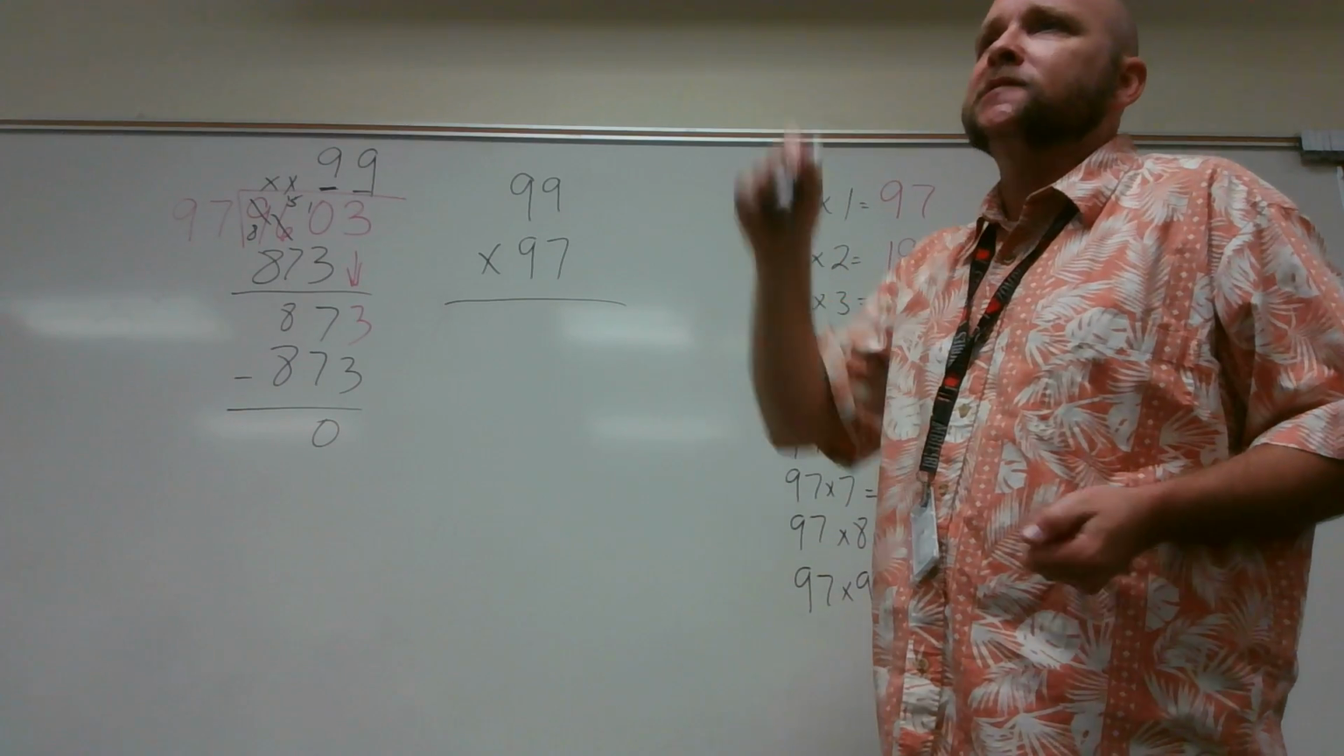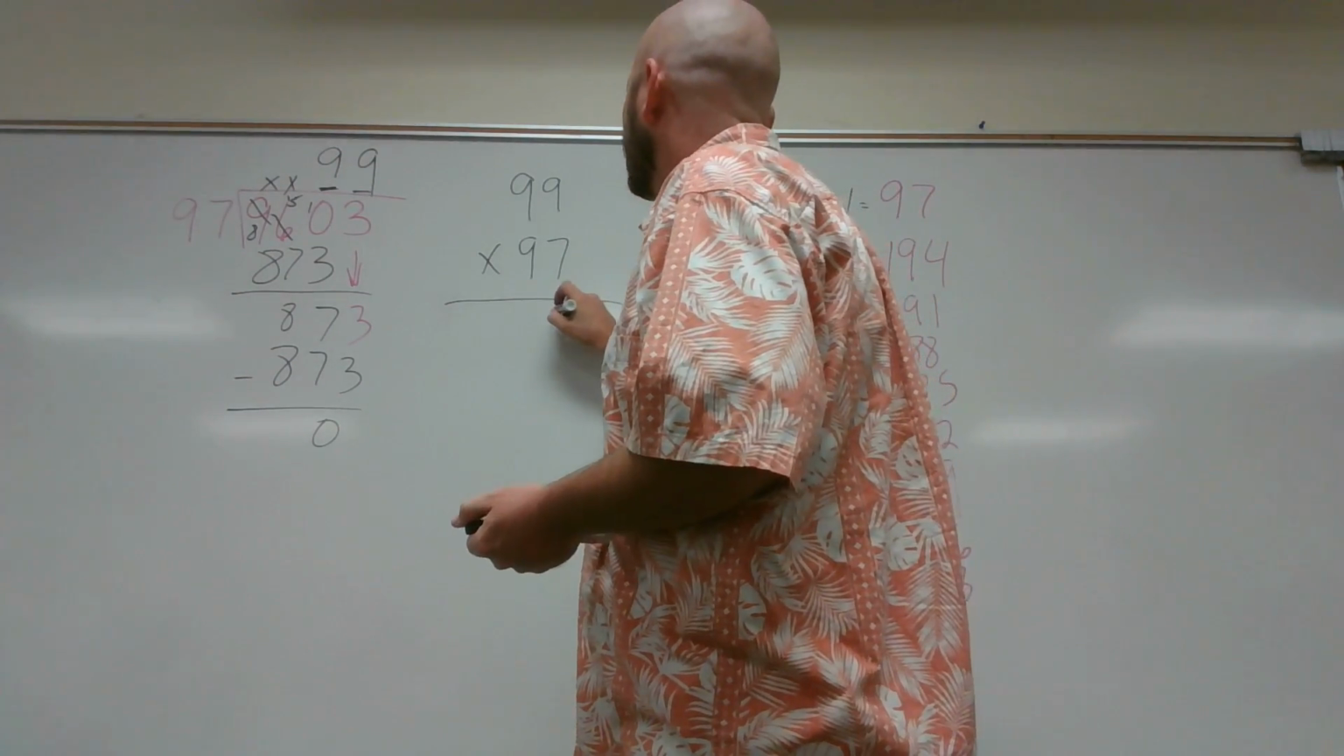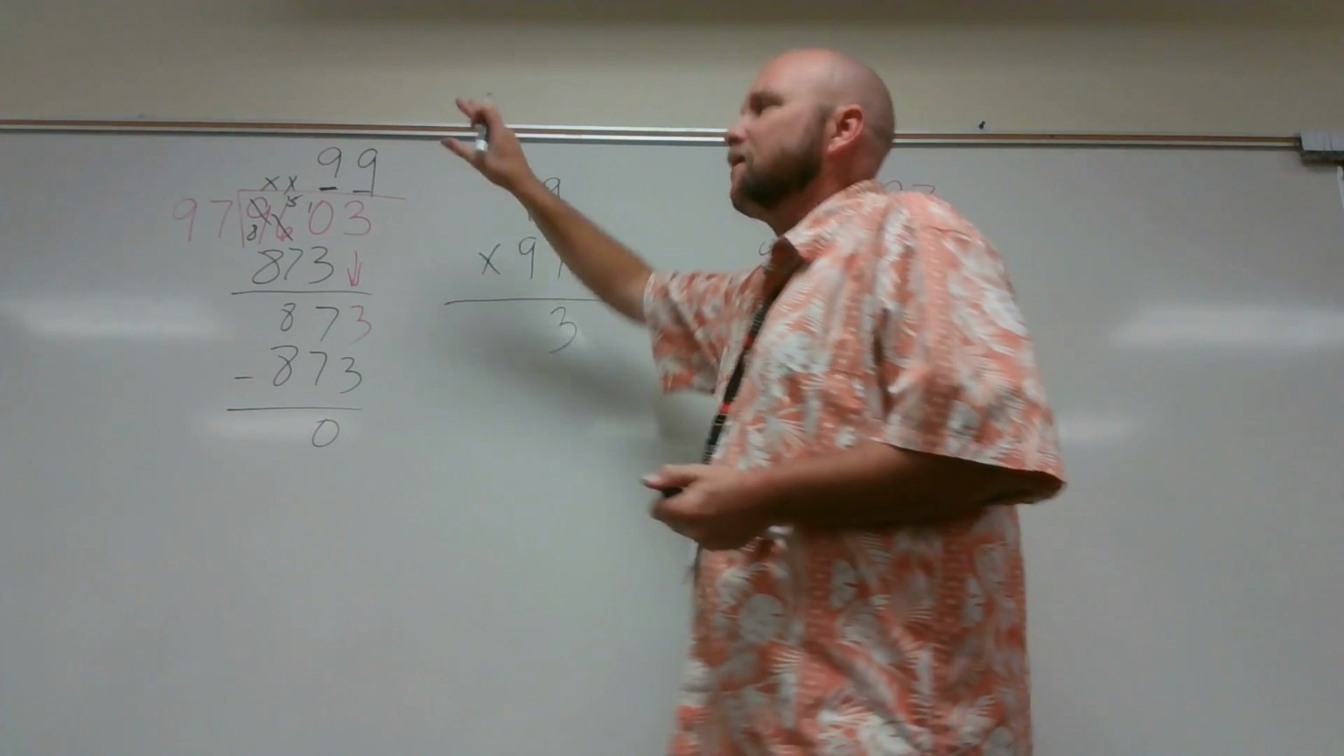All right, Casey. 7 times 9. 63. So I have a 3 in the ones place, a 6 in the tens place, because I have 63 ones.